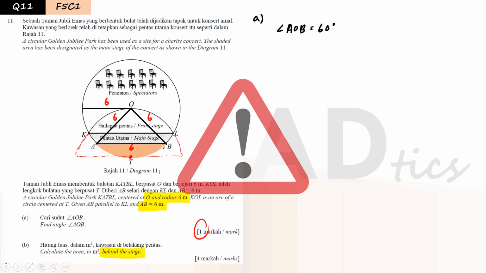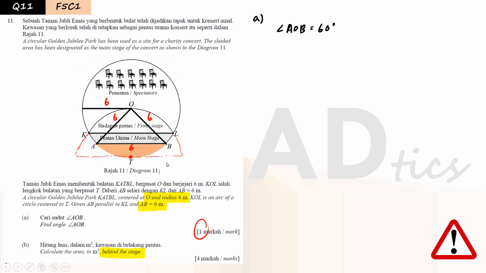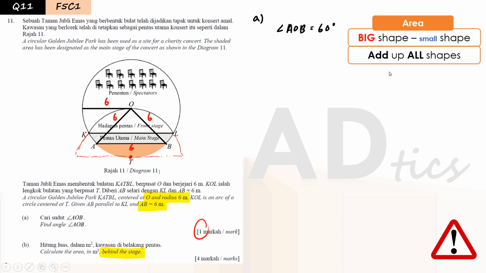Okay, so to find the area of a shaded region, I will always recommend students to use either one of these two ways. Either big shape minus small shape, or add up all the shapes that we have. Right, so let me go through the first method first, which is big shape minus small shape. So let me use this in this question.